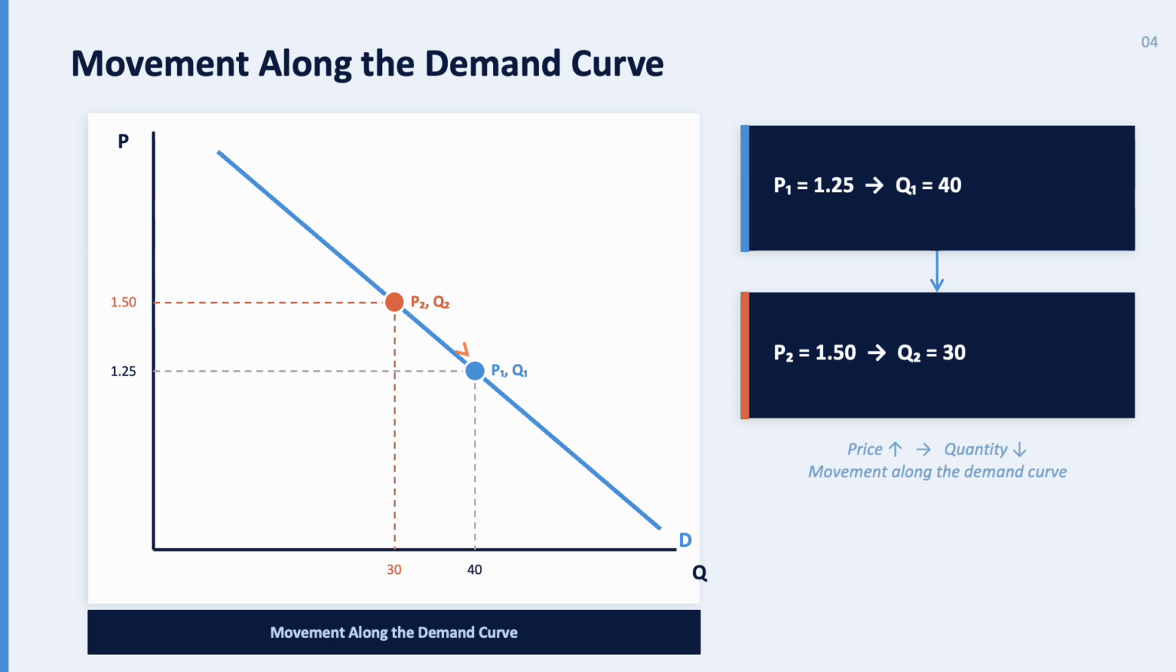This graph right here shows movement along the demand curve. At this point right here, P1 and Q1, the quantity demanded is 40 units, but as the price changes from $1.25 to $1.50, we get to this point right here, which is P2 and Q2. The quantity demanded decreases to 30 units, and this is called a movement along the demand curve, because the demand curve doesn't change, but rather we move along it. This also demonstrates the law of demand, which shows that as the price increases, the quantity demanded decreases.